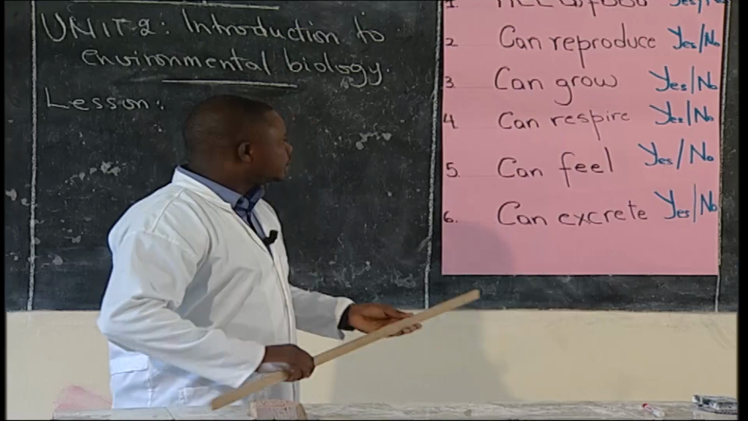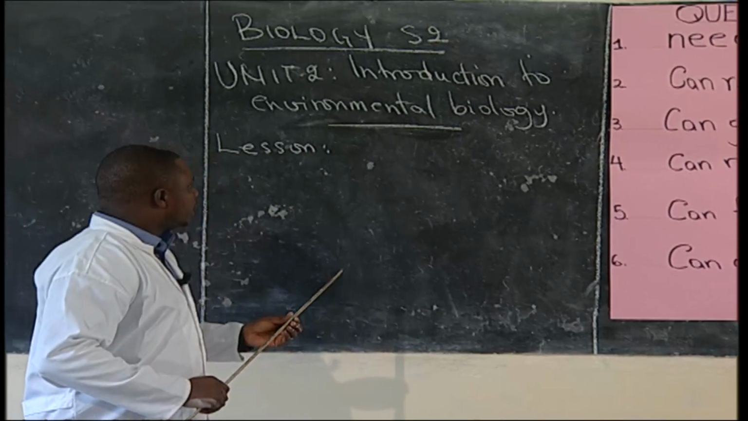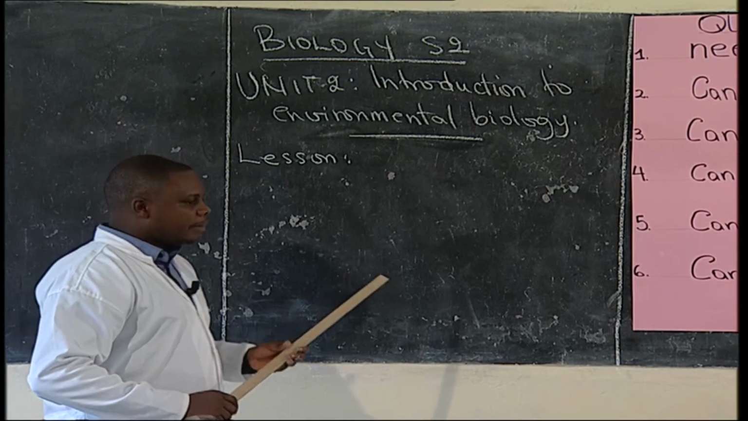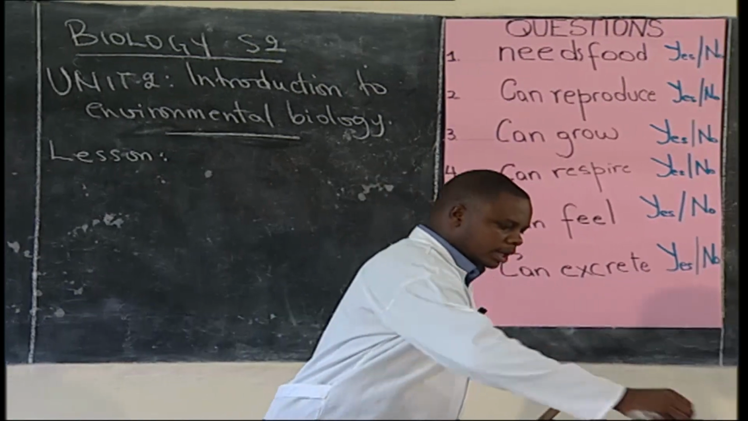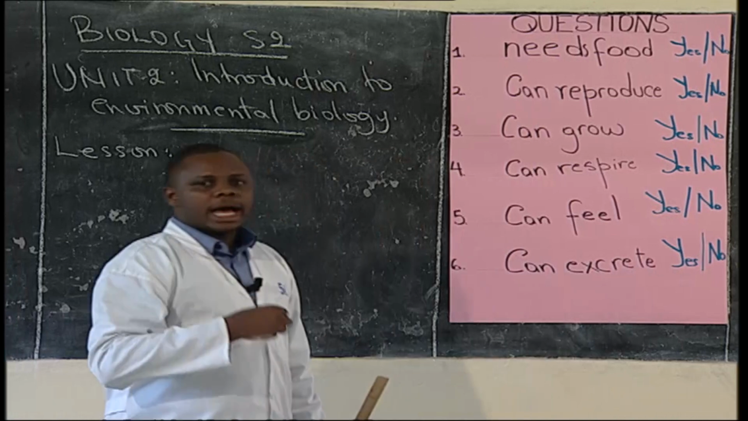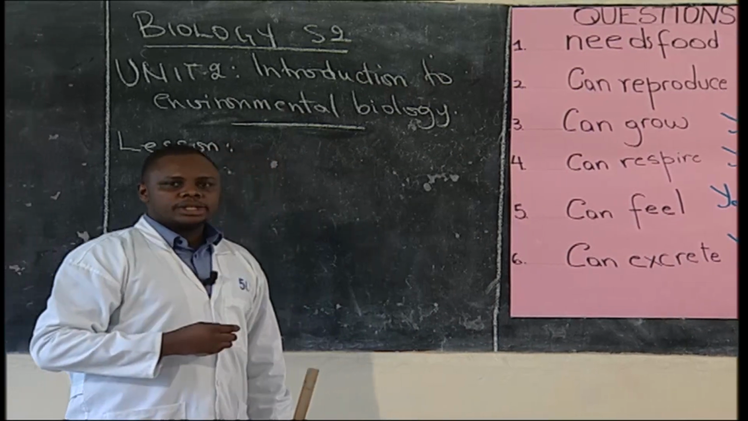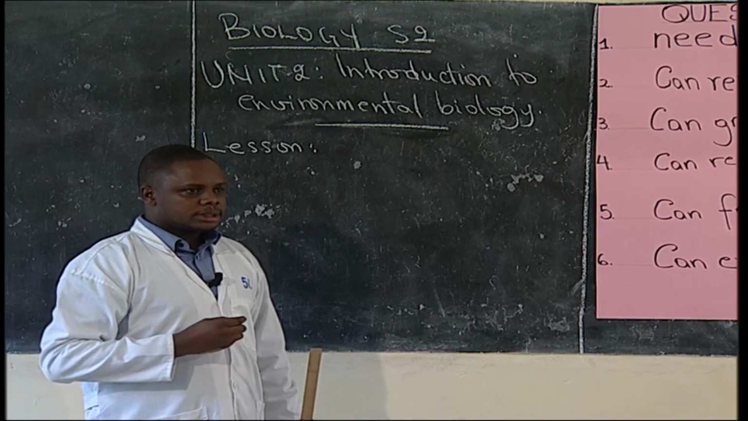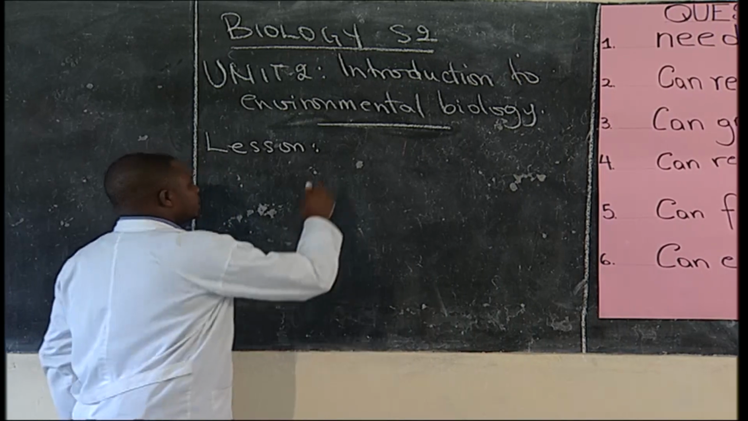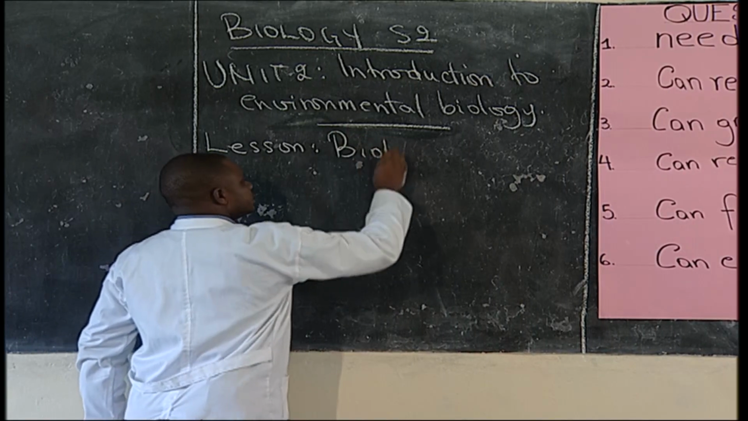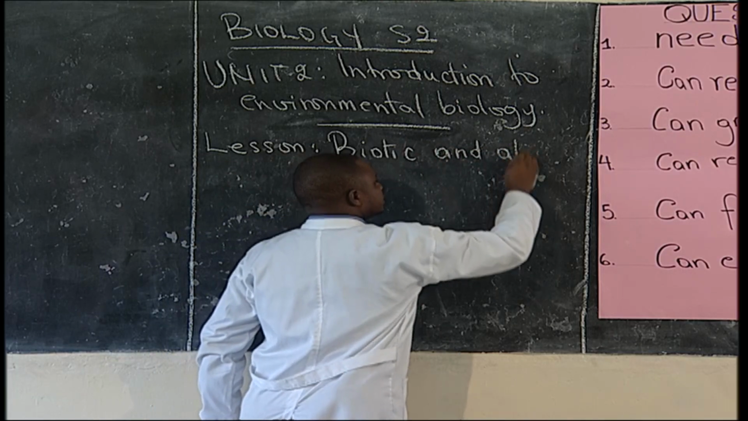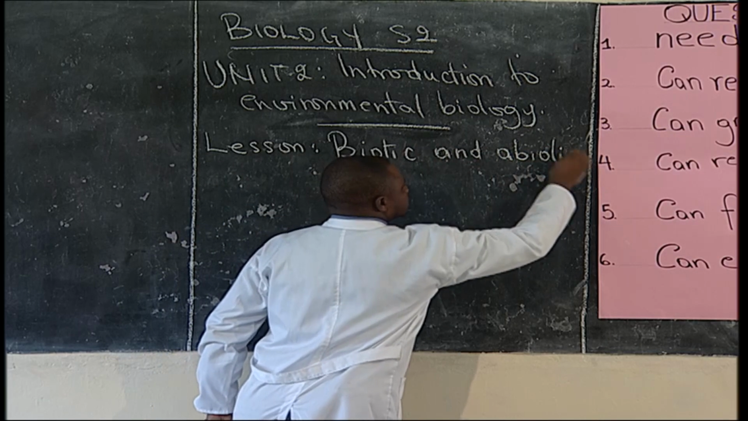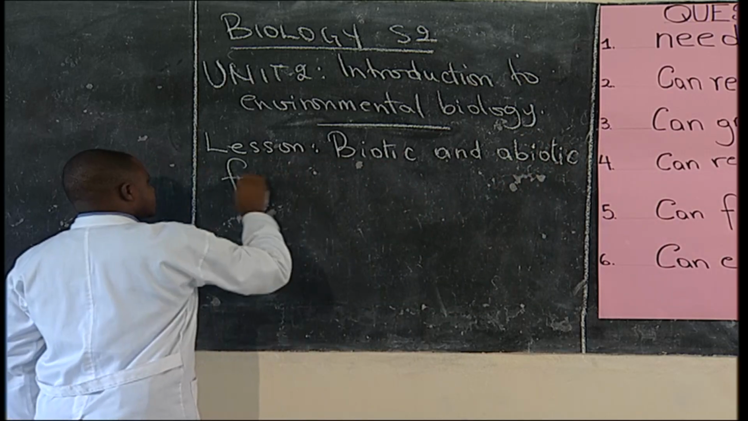Our lesson now is going to be about different organisms and non-living organisms in the environment. And the lesson is biotic and abiotic factors.